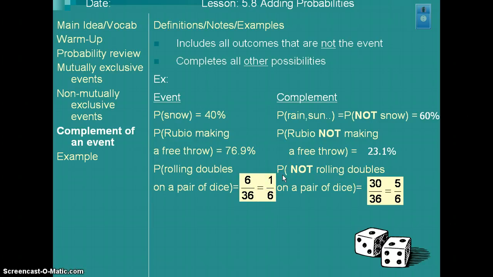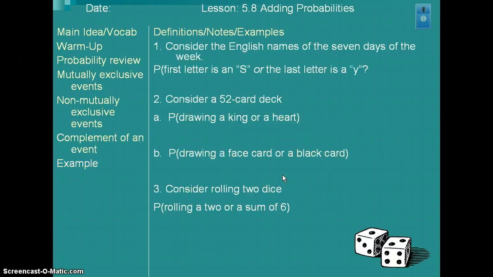So right now, what I want you guys to do is to think a little bit about these next couple examples. Consider the English names of the 7 days of the week. What is the probability that the first letter is an S or the last letter is a Y? So we need to consider everything that begins in an S or that ends in a Y.